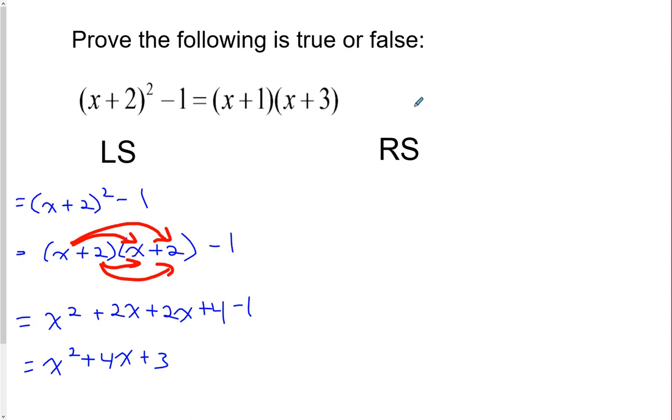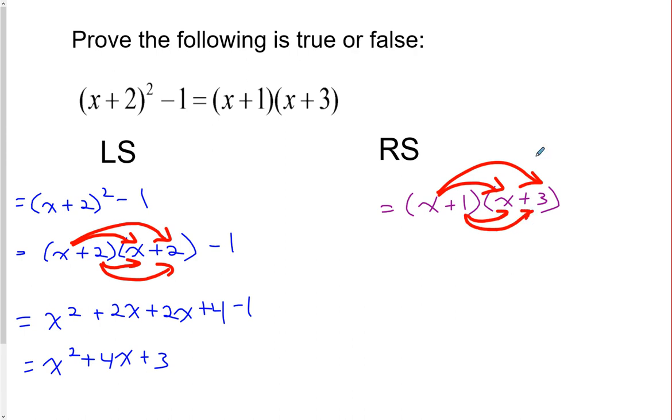On my right side, I've got an expression, x plus 1 and x plus 3 in brackets. And I'm going to have to multiply these through, see what I get. So we'll multiply through the brackets. Everything in our first bracket multiplies everything in our second bracket, sometimes called FOIL, or first, outside, inside, last.